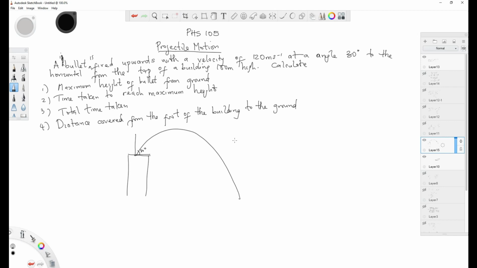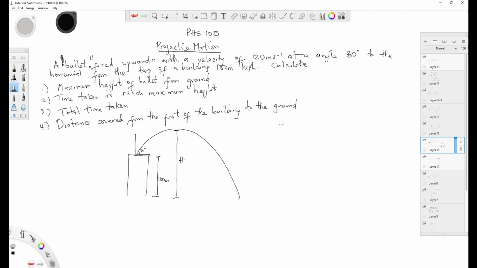And okay, here we've been given the height of the building. The height of the building here, like this, is 100 meters. So now we're told to calculate the maximum height of the bullet from the ground first. We're told to calculate the maximum height of the bullet from the ground.